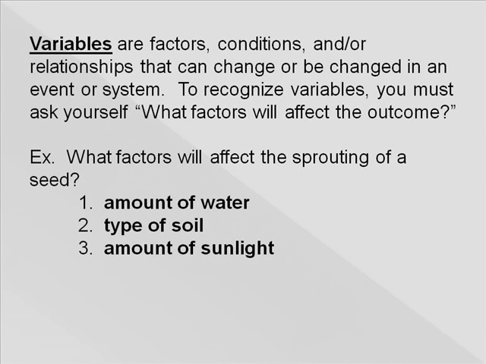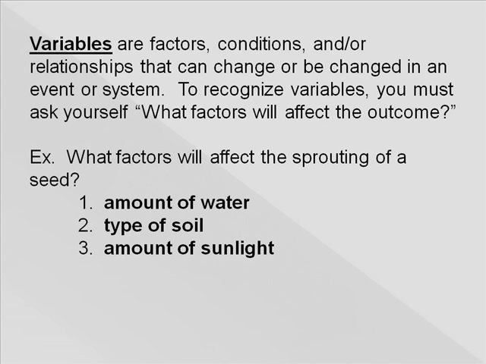Now, in general, a variable, the definition is a factor, condition, or relationship. It can change or purposely be changed in an experiment or in everyday life. That's what we mean by an event or a system. And when we want to see what variables are, we can ask ourselves, what factors will affect the outcome? So here on the slide, I've put an example of a question. What factors will affect the sprouting of a seed? Well, there are lots of different things that will affect the sprouting of a seed.